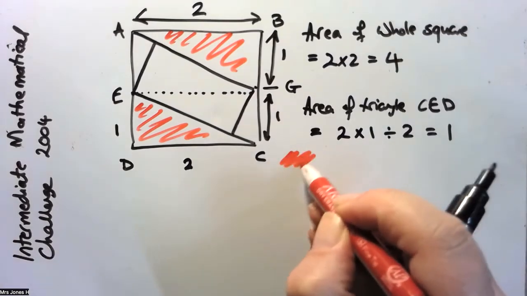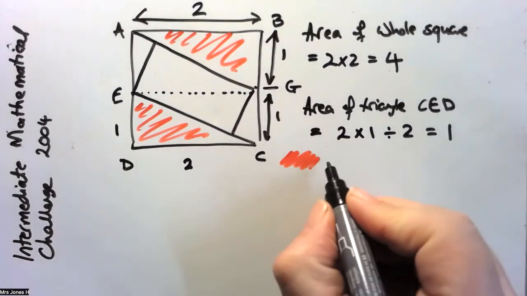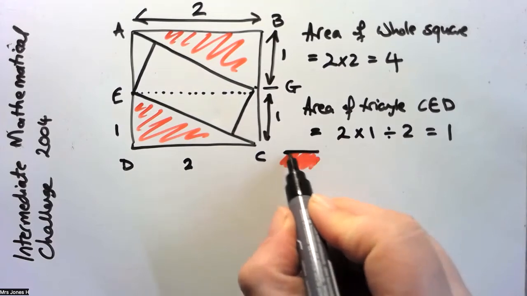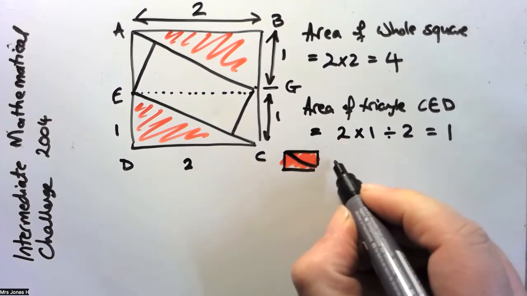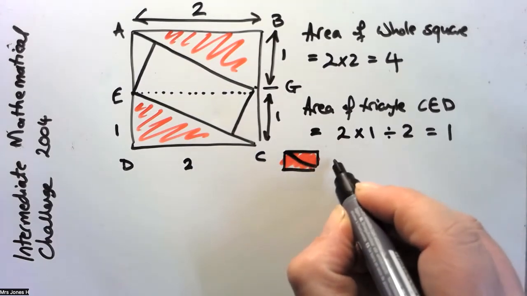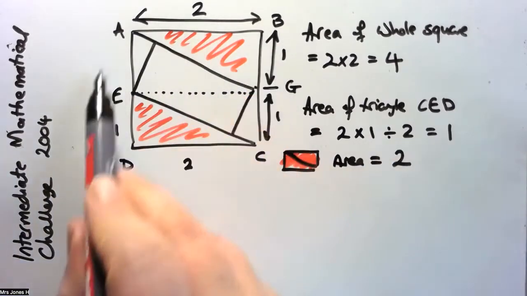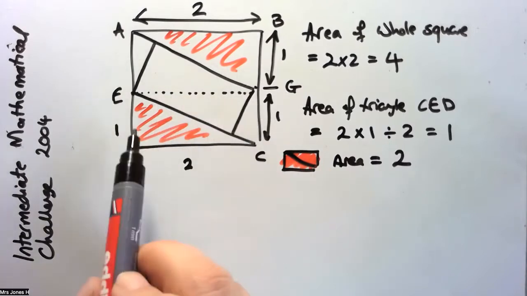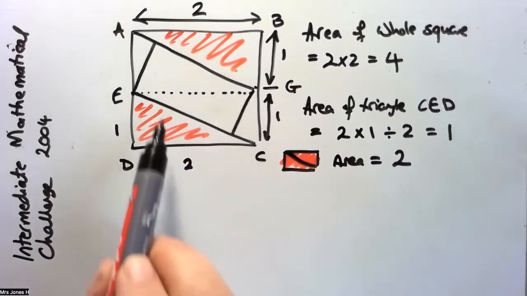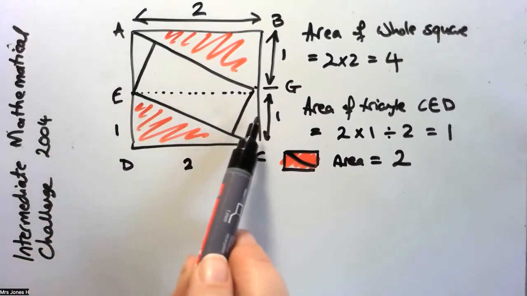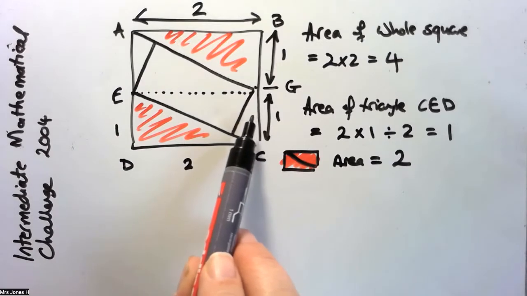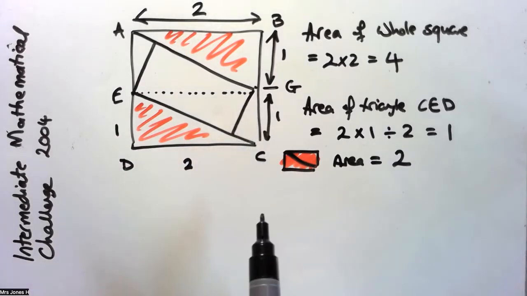So if I do the red area, the area is 2 units. So the whole thing is 4, and then these two are 2. So therefore, this middle section here must also be 2. They're similar, yes, alternate angles.